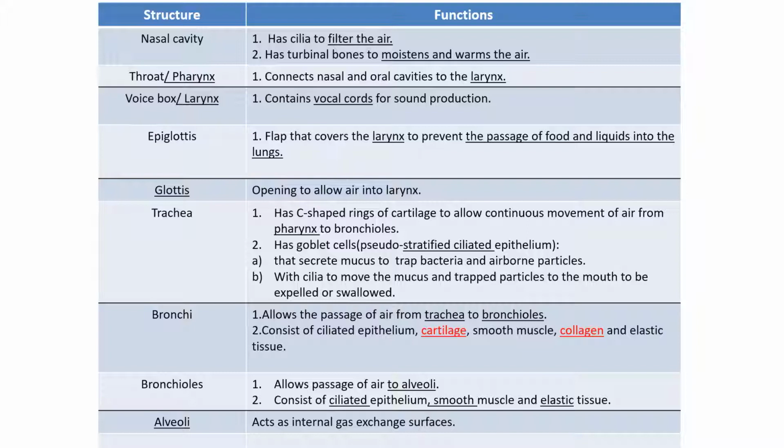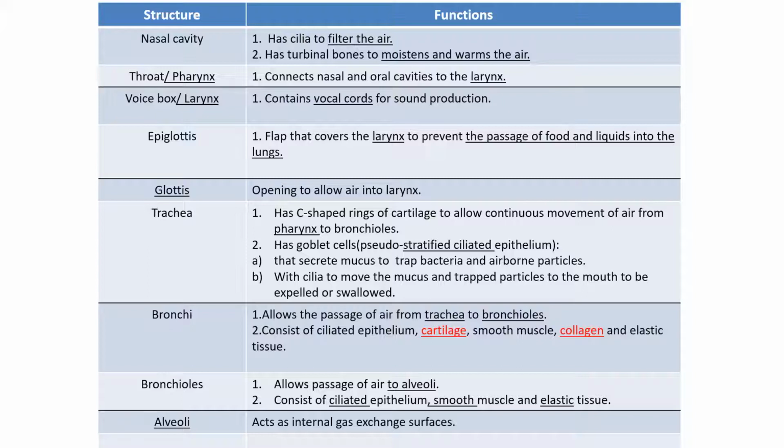The larynx, also known as the voice box, contains the vocal cords for sound production. Then we have the epiglottis, a flap structure that covers the larynx, which prevents the passage of food and liquids into the lungs.